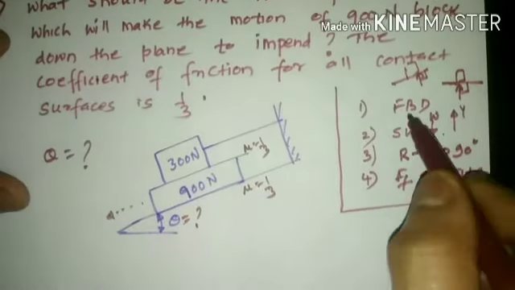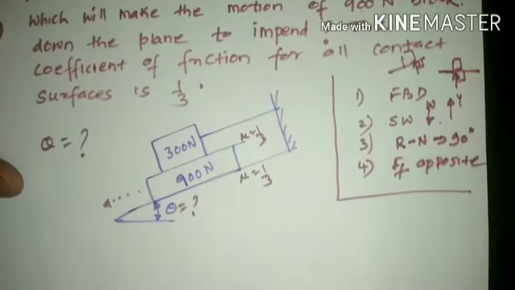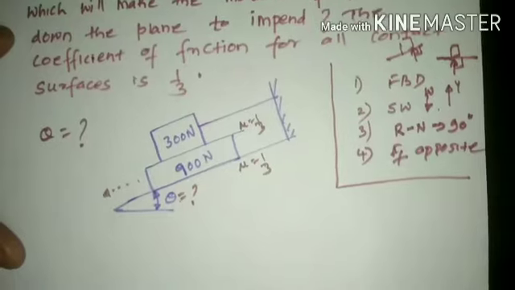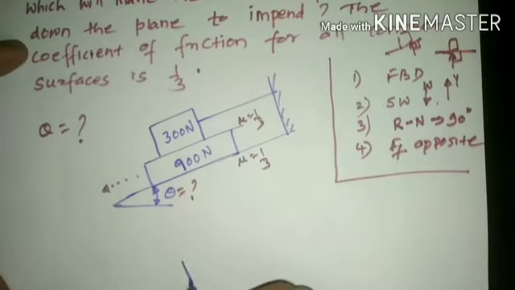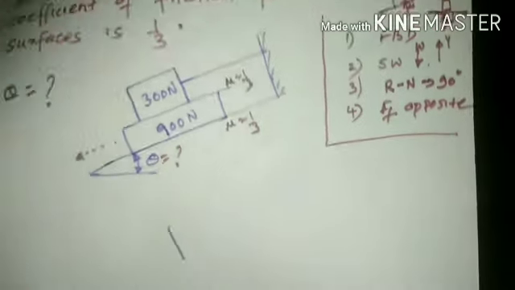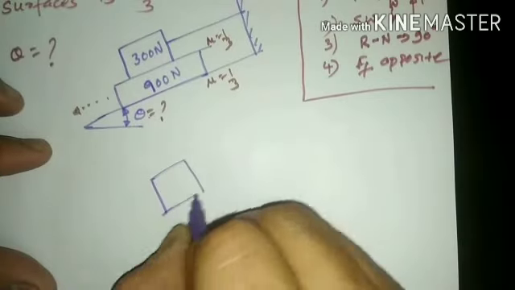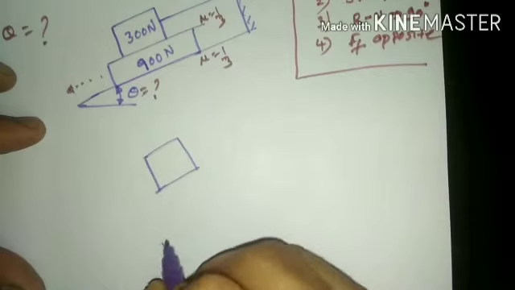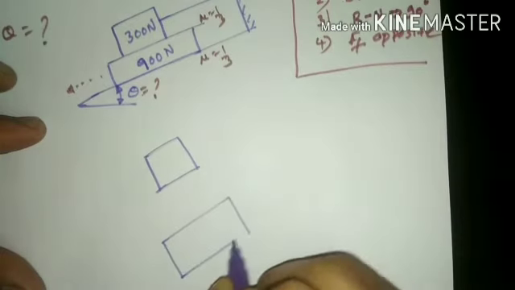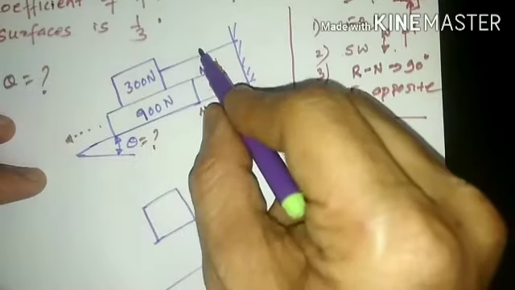So to begin with the solution here, first we need to draw the free body diagram. As stated, free body diagram is nothing but the isolation of the body which is in contact with the surfaces. So if I isolate this particular body, isolation of the body means we need to separate this particular body. First body is the block of 300 Newton. So the 300 Newton block is placed here, below which is a 900 Newton block, which will be drawn in this particular fashion. Now the 300 Newton block has been connected with a string.